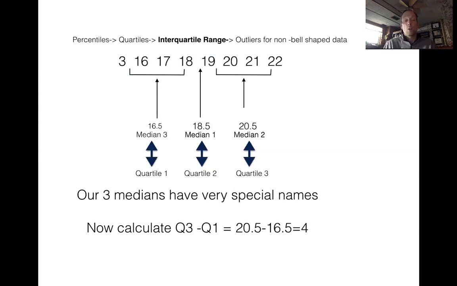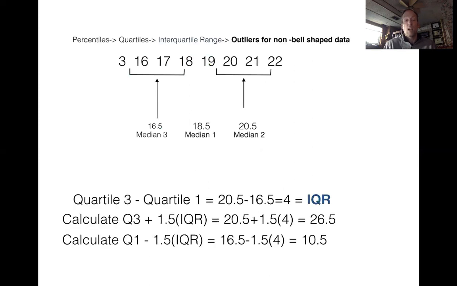Okay, now what we're going to do is take quartile 3 and subtract from it quartile 1. So we're getting the distance across the middle 50% of our data set, and that's going to be 4. We have a really special name for that 4. When we subtract Q3 minus Q1, whatever number we get equals what we call our interquartile range, which we're going to abbreviate as IQR. That's what's highlighted in blue.